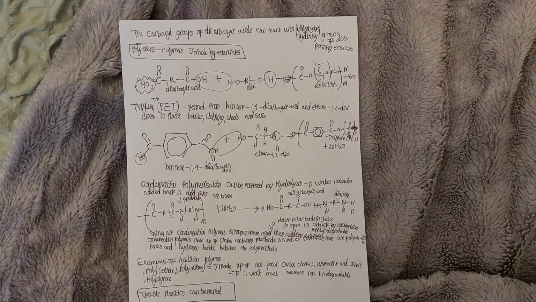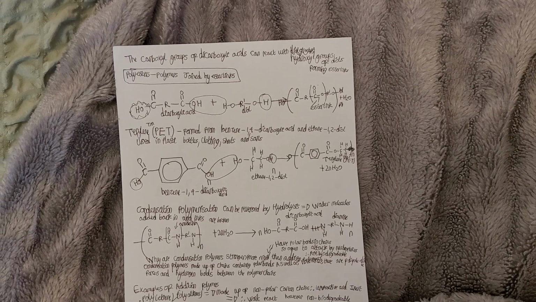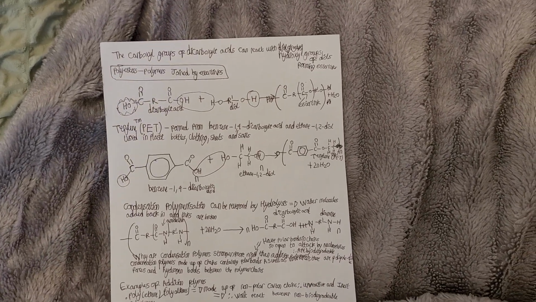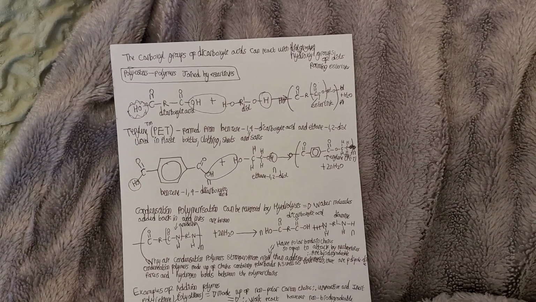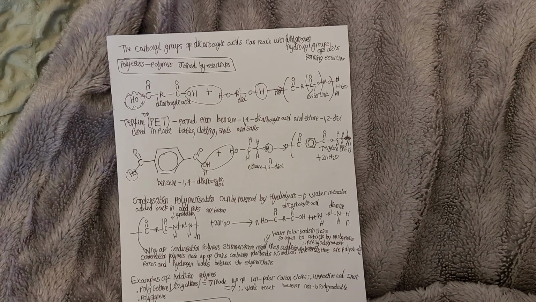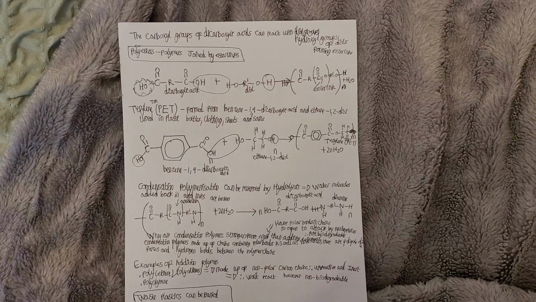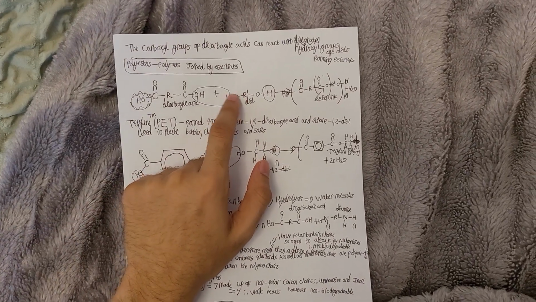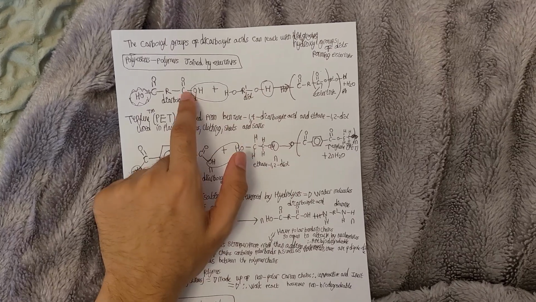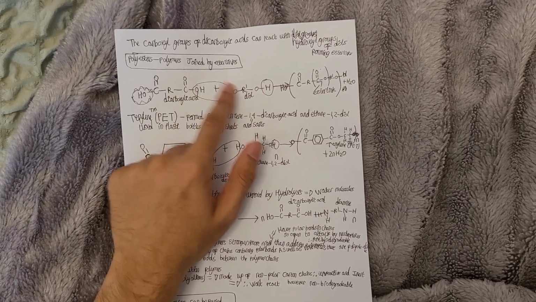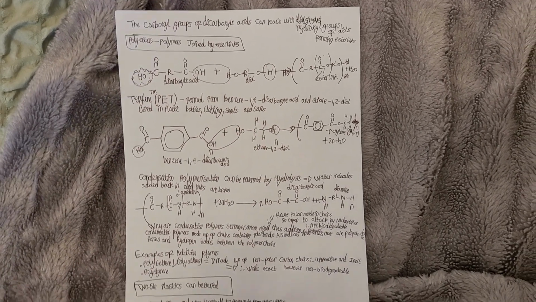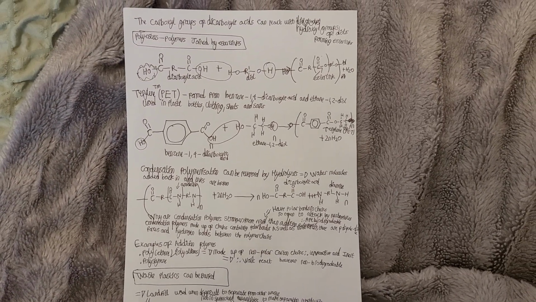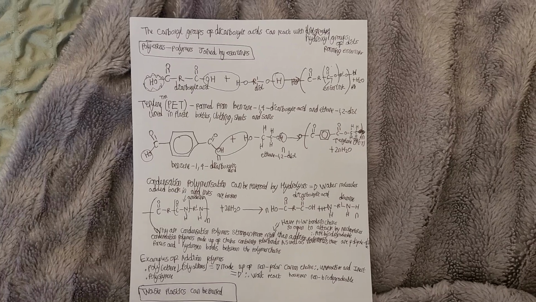The carboxyl groups of dicarboxylic acids can also react with hydroxyl groups on diols, forming ester links. Polyesters are polymers joined by ester links. Dicarboxylic acid, HOOC-R-COOH. Diol, HO-R-OH. What happens, OH from the dicarboxylic acid and H in the diol leave as a water molecule. And so you've got your CO, R, CO, O, R, your ester link, O, and your H plus H2O.